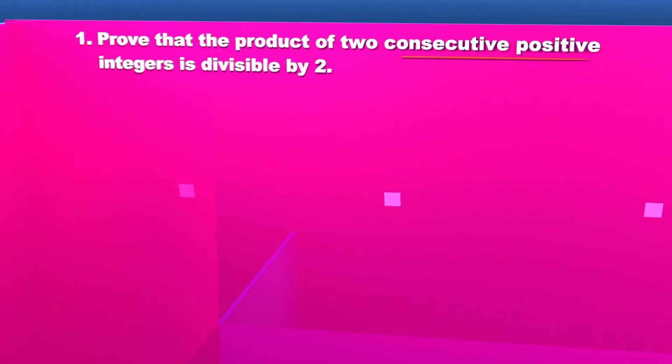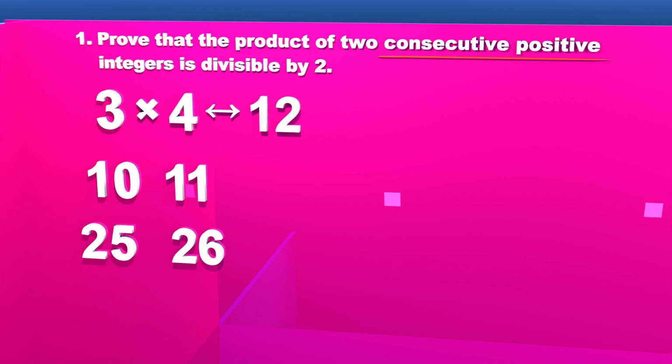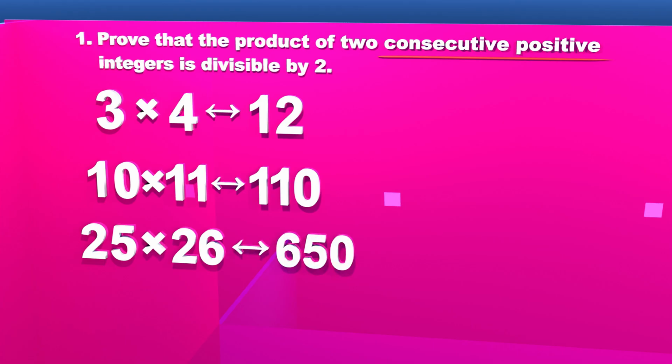Let's understand question 1. We have to take two positive consecutive integers. That means if the first number is 3, then the second number is 4. If the first number is 10, then the second number is 11. If the first number is 25, then the second number is 26. And here we have to take their product. That means we will multiply these two numbers. Here 3 into 4 is 12, and 12 is divisible by 2. 10 into 11 is 110, which is divisible by 2. 25 into 26 is 650, which is divisible by 2. That's the thing we have to prove.